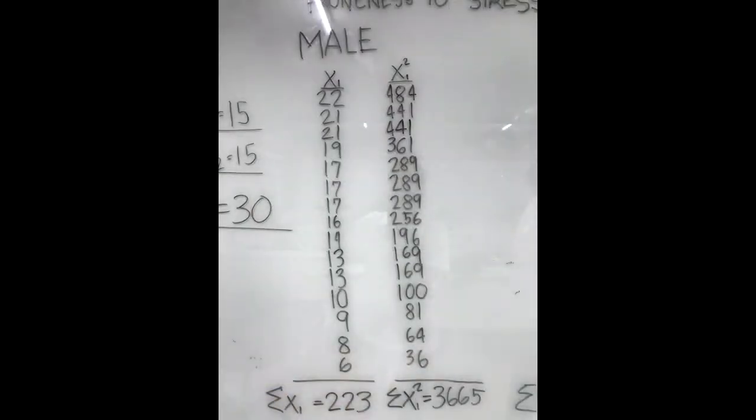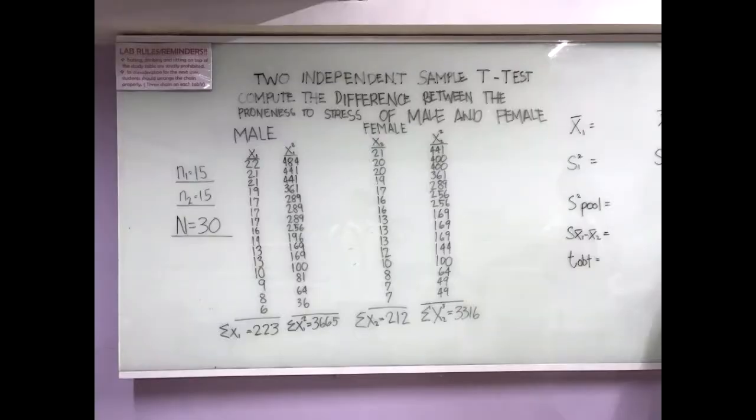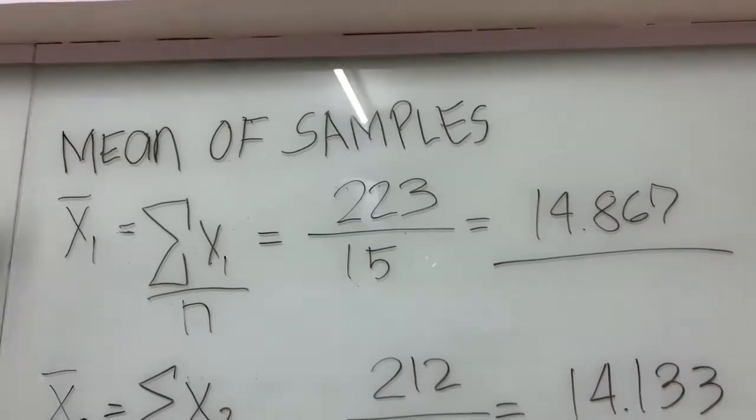So the summation of scores of males is 223 and the summation of scores for females is 212. Next, we have to square each score and then get the summations of the squared scores. 3,665 is the summation of the squared scores of the male variable, while 3,316 is the summation of squared scores for the female variable. Next, we have to compute for the mean of the samples.